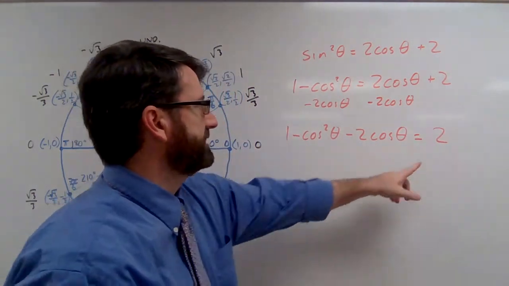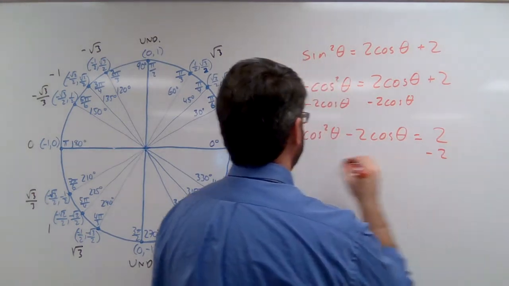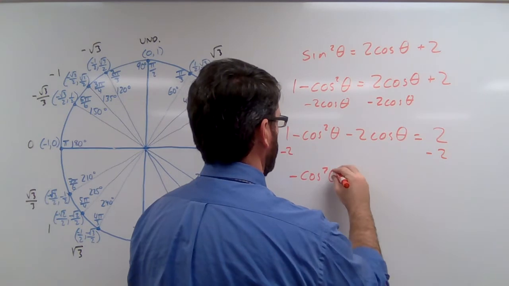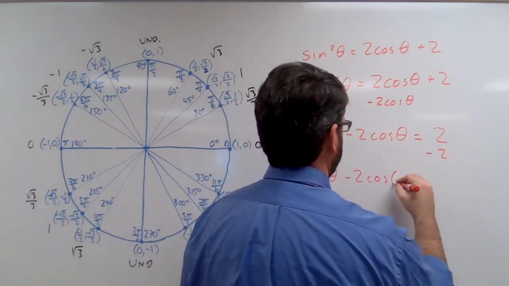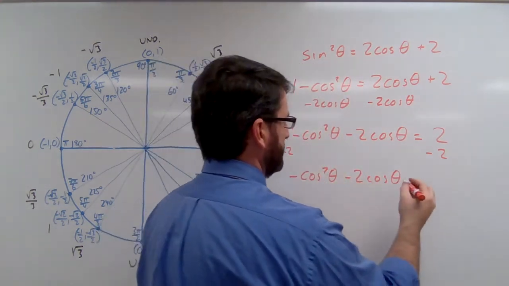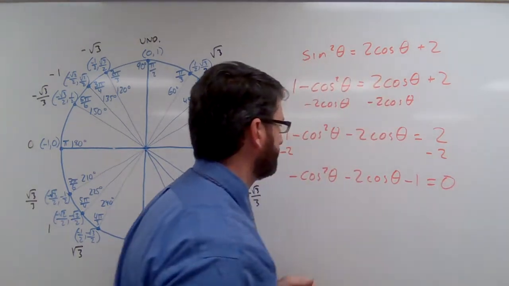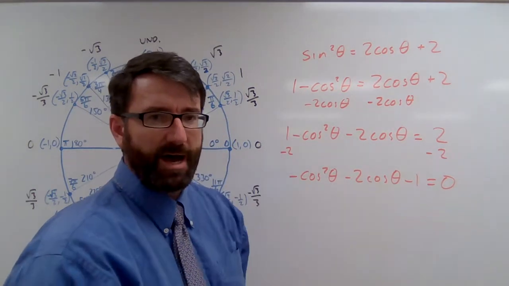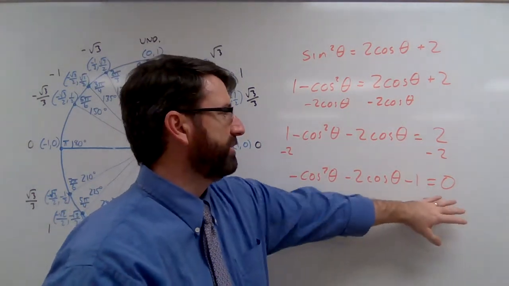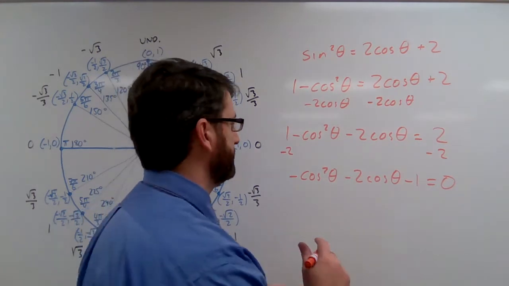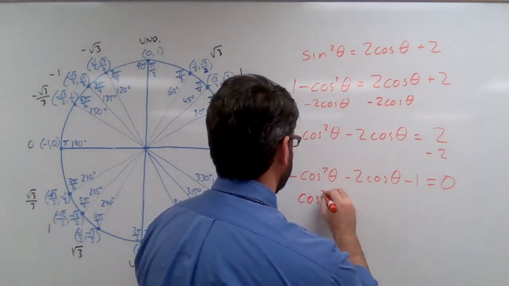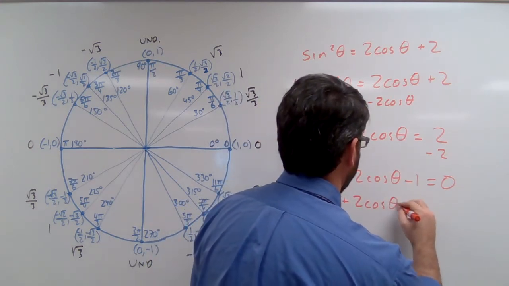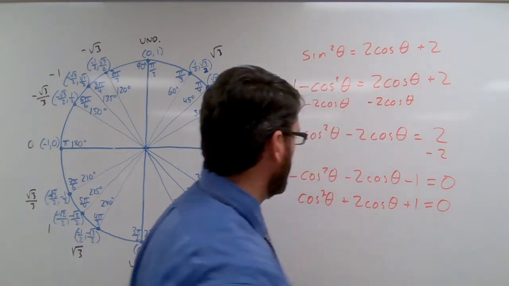Okay, now let's subtract 2 from both sides. So this is going to be negative cosine squared theta minus 2 cosine theta, 1 minus 2 is negative 1, is equal to 0. All right, now everything's negative. Let's make everything positive by multiplying both sides of the equation by negative 1. So we get cosine squared theta plus 2 cosine theta plus 1 is equal to 0.